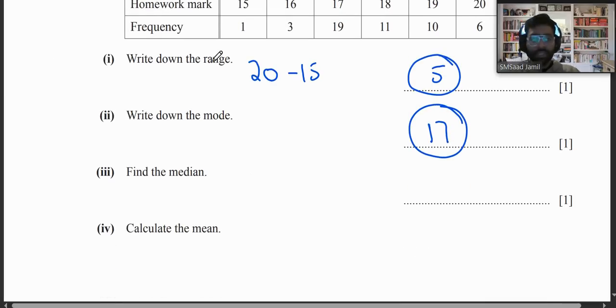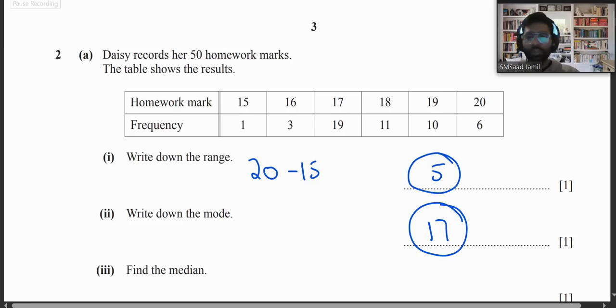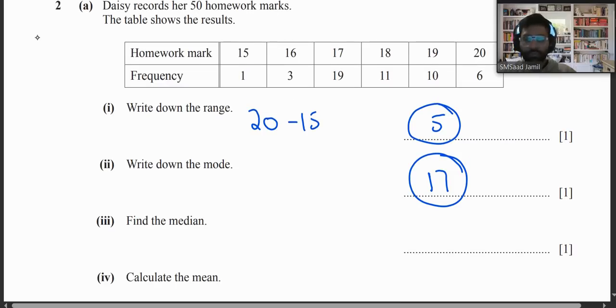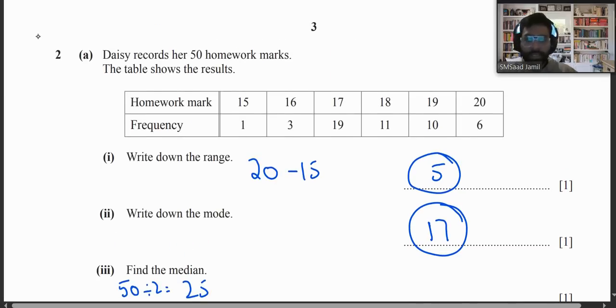Now the question says find median. So look, total homeworks. What's the total frequency? 50. So we will do 50 divided by 2. You will get 25. Now look, write down cumulative frequency over here. This is 1. 1 plus 3, 4. 4 plus 19, 23. 23 plus 11, 34. 34 plus 10 is 44. 44 plus 6 is 50.